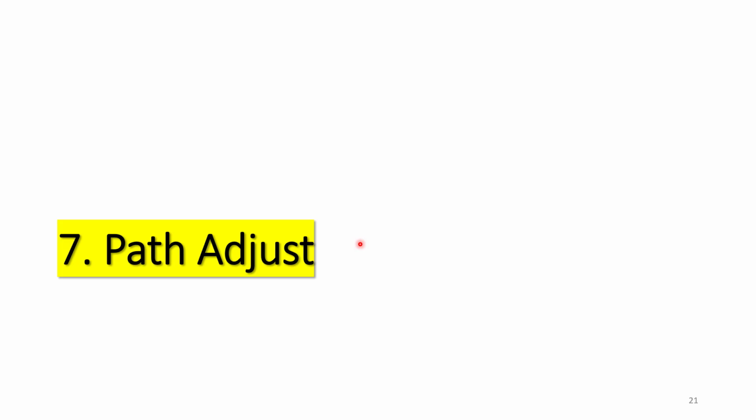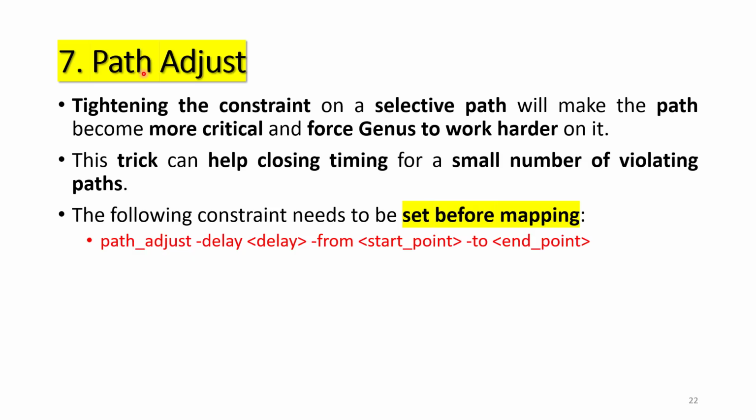Next, coming to path adjust. This is also one of the optimization techniques under timing. Path adjusting, tightening the constraints on a selective path, will make the path become more critical and force Genus to work harder. Specifically, we can force Genus to work on one particular path. The paths can be inputs to registers, register to register, register to output, or else from input to output. This trick can help close timing for a small number of violations.